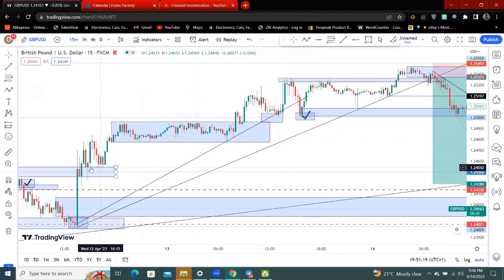So W pattern here. 1, 2, 3. And we didn't actually take these trades, guys. Our work should be to send the setups and we discuss about it.